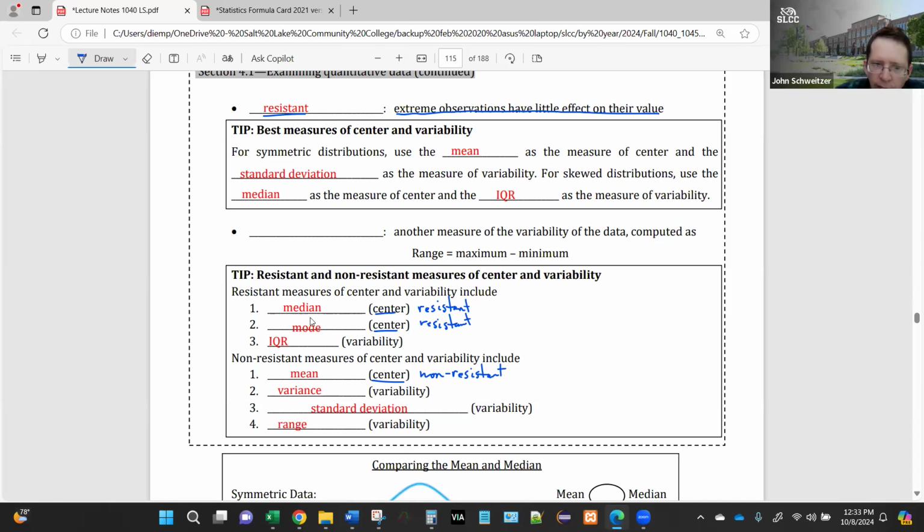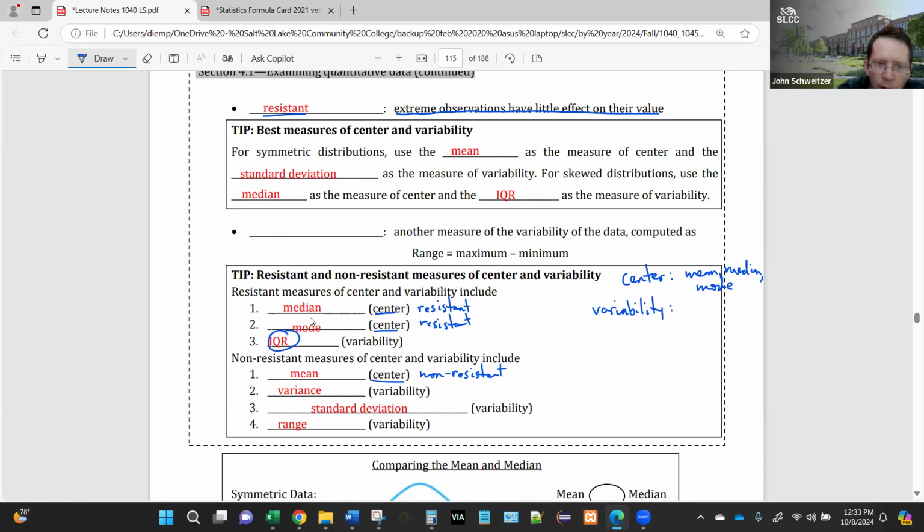So those are measures of center. Measures of center, it's the 3 M's: mean, median, mode, the 3 M's. Those are easy enough. What about spread or variability? How do we measure variability?